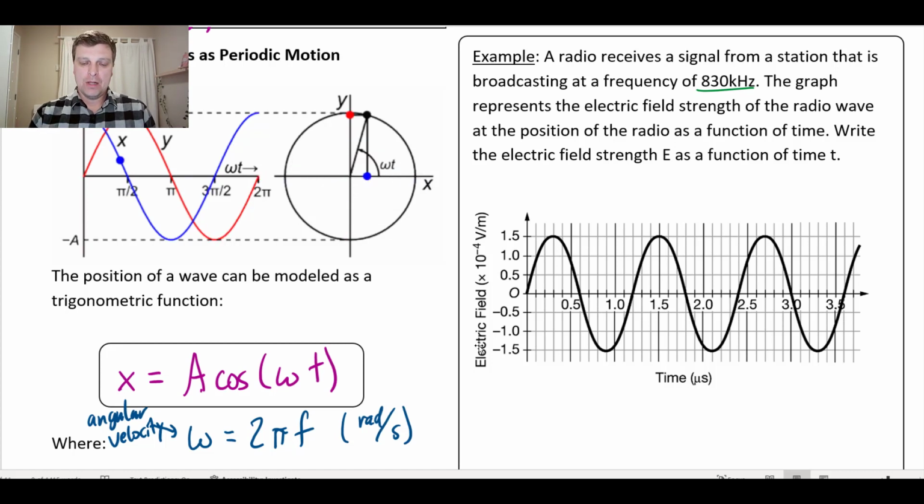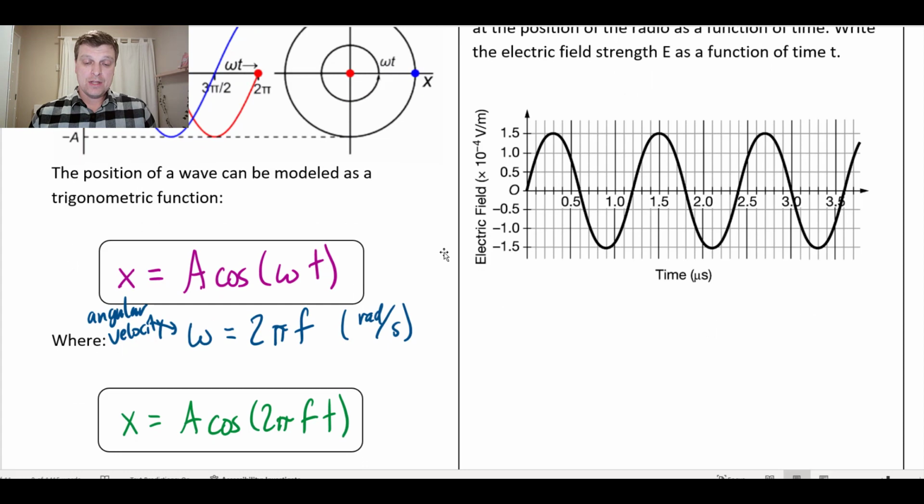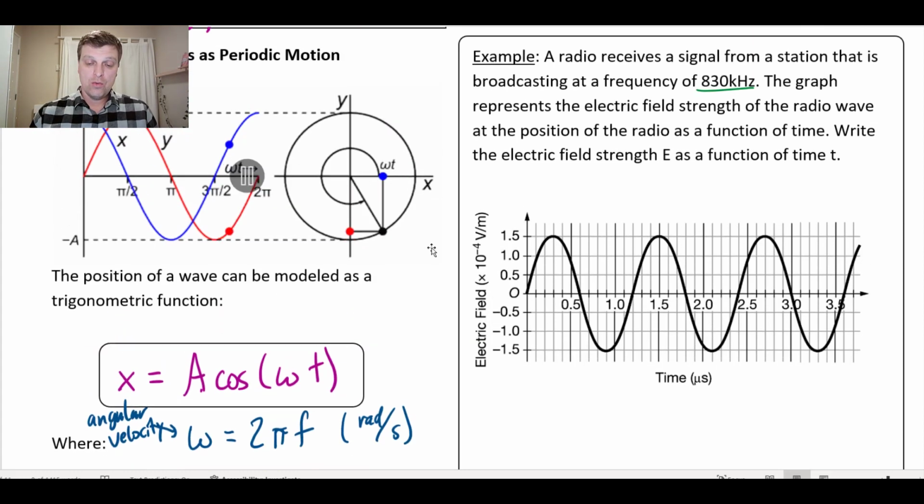The graph below represents the electric field strength of the radio wave at the position of the radio as a function of time. So write the electric field strength E as a function of time based on this graph right here. A couple of things we can just notice from the graph. We know the frequency is 830 hertz.